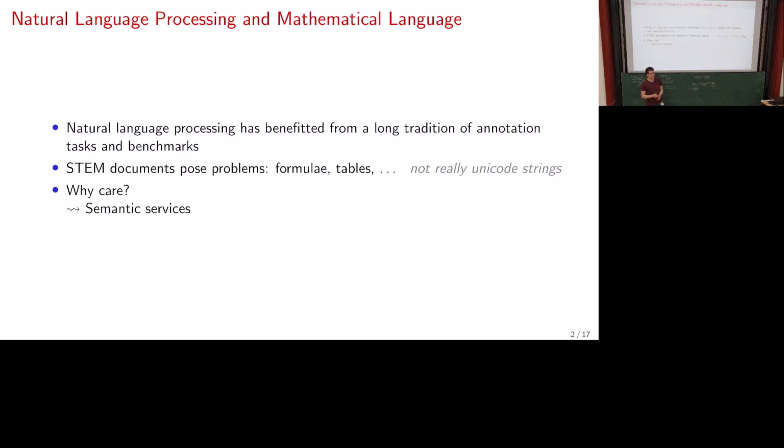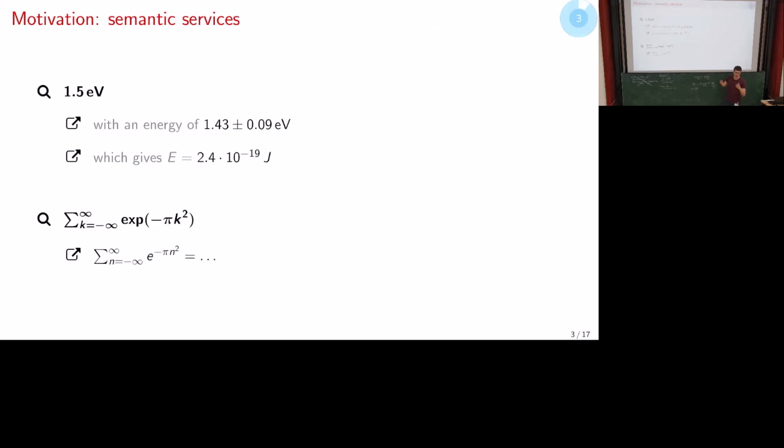We have formulas, we have tables, so we don't just have Unicode strings, we have something more rich, and that means we have some extra challenges. Before I talk about my thoughts on addressing that, why do I care about these things, why do I want that? My answer is semantic services. With that I mean, I'll show you a few examples, just ideas, of what would be nice to have.